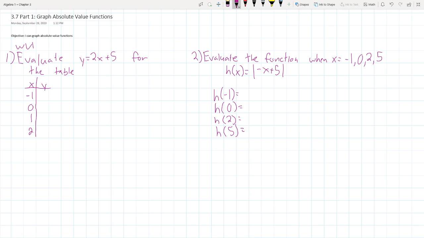This is the warm-up video for 3.7 Part 1, Graphing Absolute Value Functions. Your objective is that I can graph absolute value functions.